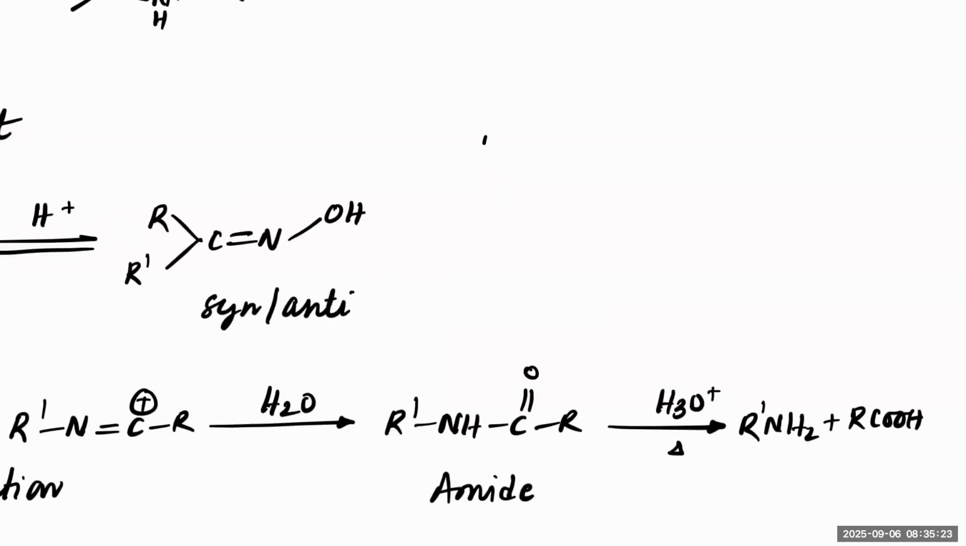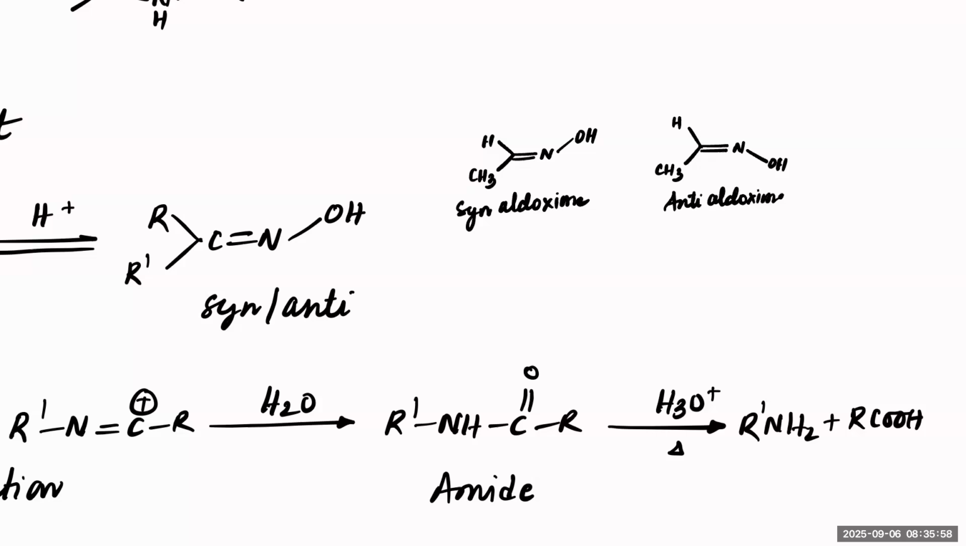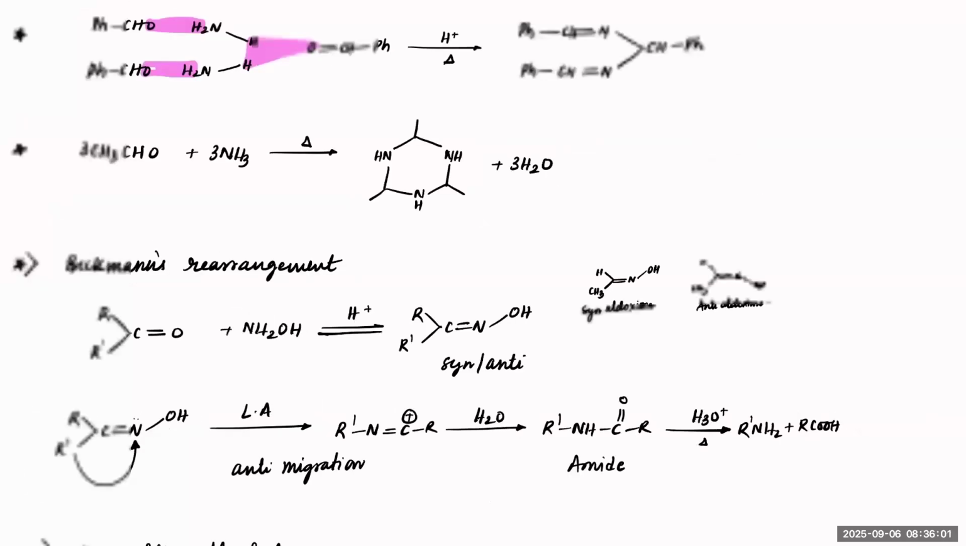If it is coming from an aldehyde, let's say CH3H double bond N and OH, correct? Because it is generated from an aldehyde, it is called aldoxime. And in aldehydes, it's very easy. If H and OH are on the same side, then you call it syn aldoxime. While if you have H and CH3 here, double bond N with OH, then this is called anti-aldoxime. So one is syn aldoxime, the other one is anti-aldoxime.